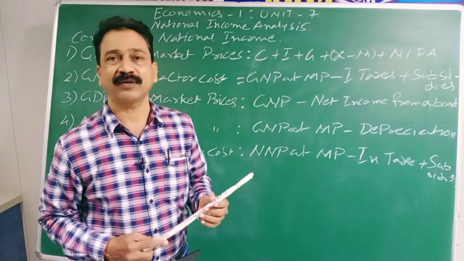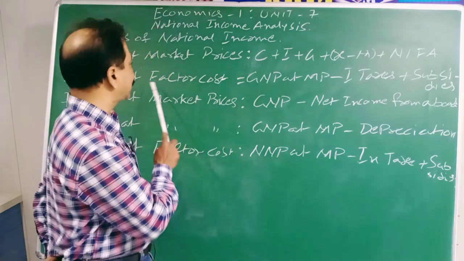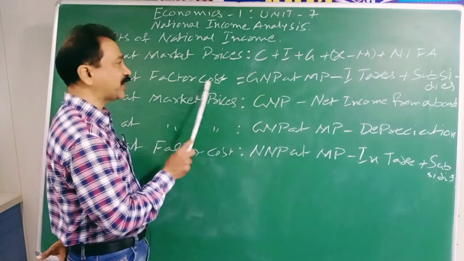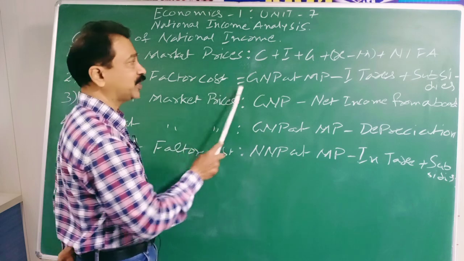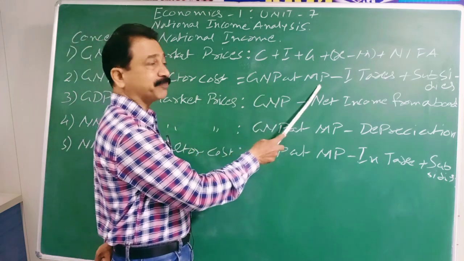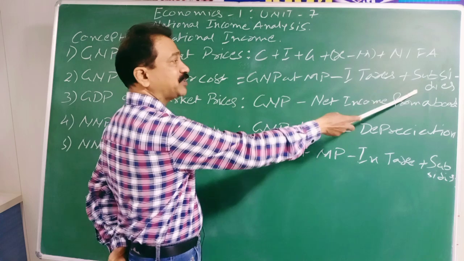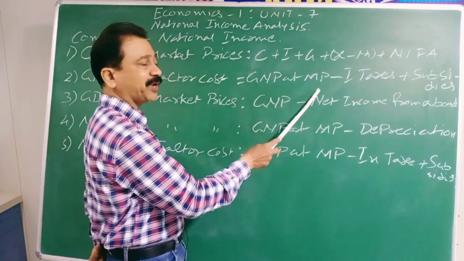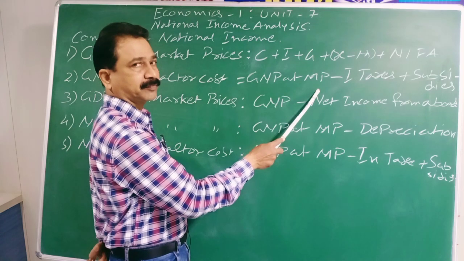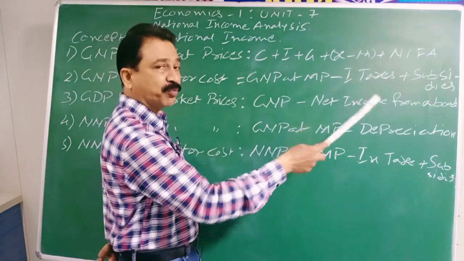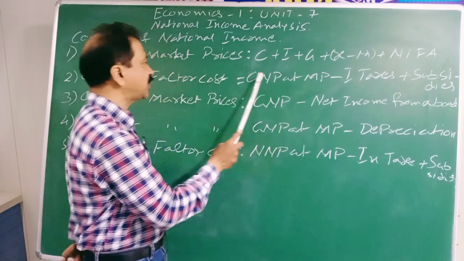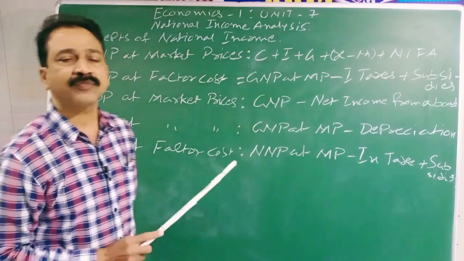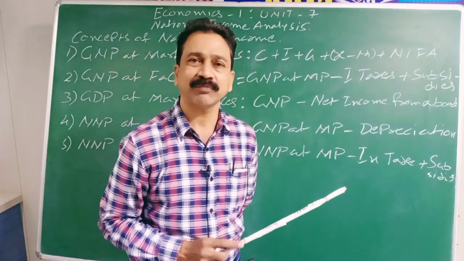Then you will get the exact idea. So here, the factor cost of GNP, gross national product at factor cost, will come out of GNP at market prices minus indirect taxes plus subsidies. If subsidies are added to GNP at market price and indirect taxes removed, whatever is left, that is going to be GNP at factor cost. Now you do understand the exact concept.